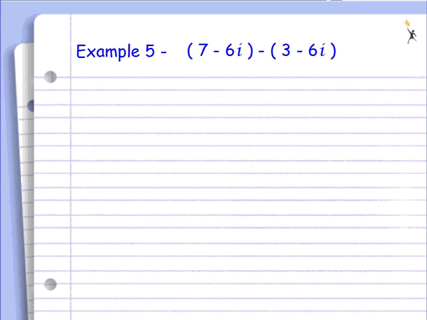Okay? Now when you're subtracting, the only difference is that this minus sign comes into play. So what you're going to do is distribute this minus sign and then add instead. So you'll have a new equation that says 7 minus 6i. And then I'm going to change this to plus, but then my complex number changes to a negative 3 plus 6i.